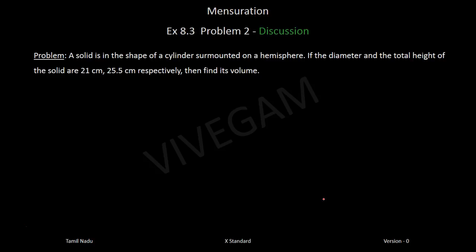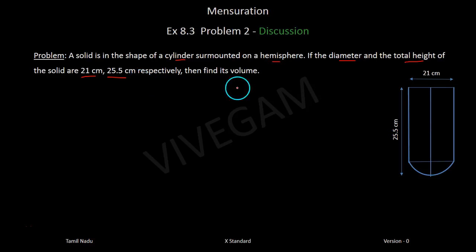Let's mark the information. The diameter and the total height are 21 centimeters and 25.5 centimeters. It is a solid in the shape of a cylinder surmounted on a hemisphere. So the cylinder is sitting on a hemisphere. The diameter and the total height are 21 and 25.5 centimeters. Okay, that's fine. Now let's draw the diagrams.